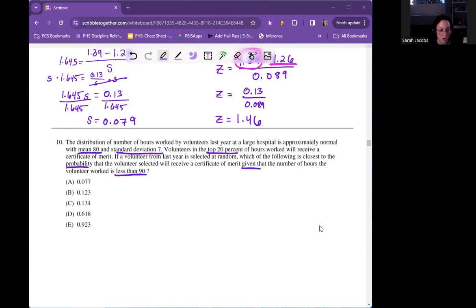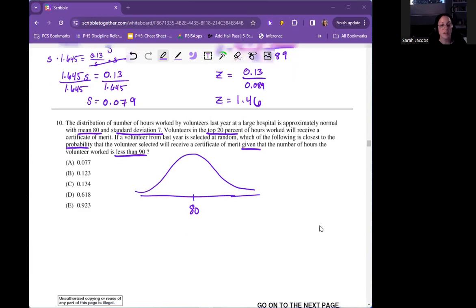As usual, let's draw a quick picture just to wrap our heads around it. Okay, so it's approximately normally distributed. Great, that's an approximately normal curve. We know that the mean is 80 and the standard deviation is 7. Again, I'm not always writing in the standard deviations because often we need to get more specific than the empirical rule allows. So volunteers in the top 20% of hours worked will receive a certificate of merit.